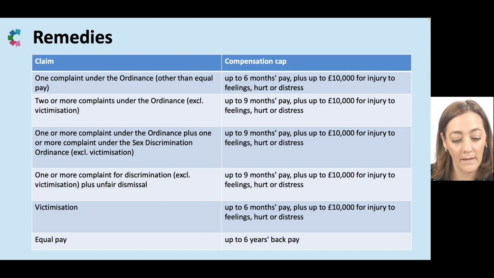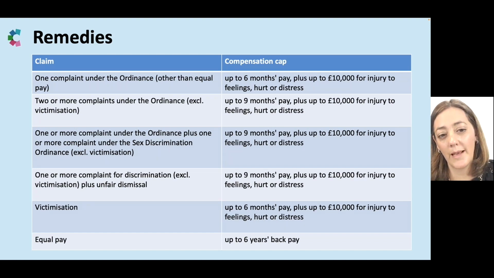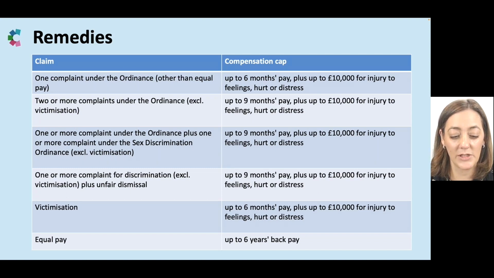Moving on, if 2 or more complaints under the ordinance are brought, excluding a claim for victimisation, and if these complaints are brought on the same facts, the compensation cap rises here, and it could be up to 9 months' pay, plus up to £10,000 for injury to feelings, hurt or distress. If 1 or more complaint under the ordinance, plus 1 or more complaint under the Sex Discrimination Ordinance, again excluding victimisation, the compensation here will be up to 9 months' pay, plus up to £10,000 for injury to feelings, hurt or distress.